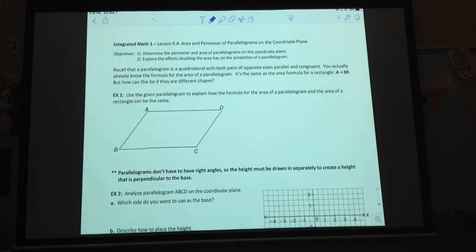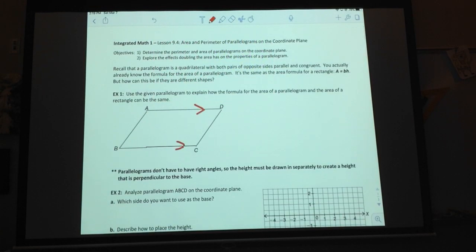Alright, so you may recall from our day 2, 9.2, that a parallelogram is a quadrilateral with both pairs of opposite sides parallel and congruent. So what that means is that I know that this side is parallel to this. I know that this side is parallel to this side. Remember, those arrows are saying parallel, right? And they're also congruent. So I know that this side is congruent to this, and this is congruent to that. And that's everything I know by calling it a parallelogram.